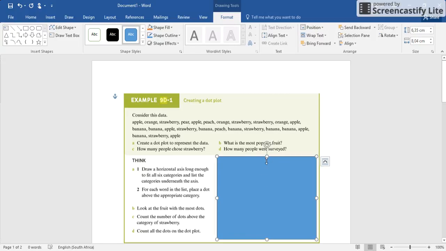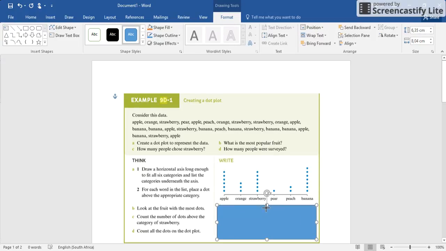So this is how we do a dot plot. It says, draw a horizontal axis, which is this way, going across, long enough to fit all 6 categories, because if you go through, you can see there's 6 different categories, and list the categories under the axis. So you've got apple, orange, strawberry, pear, peach, banana, and then you place a dot.